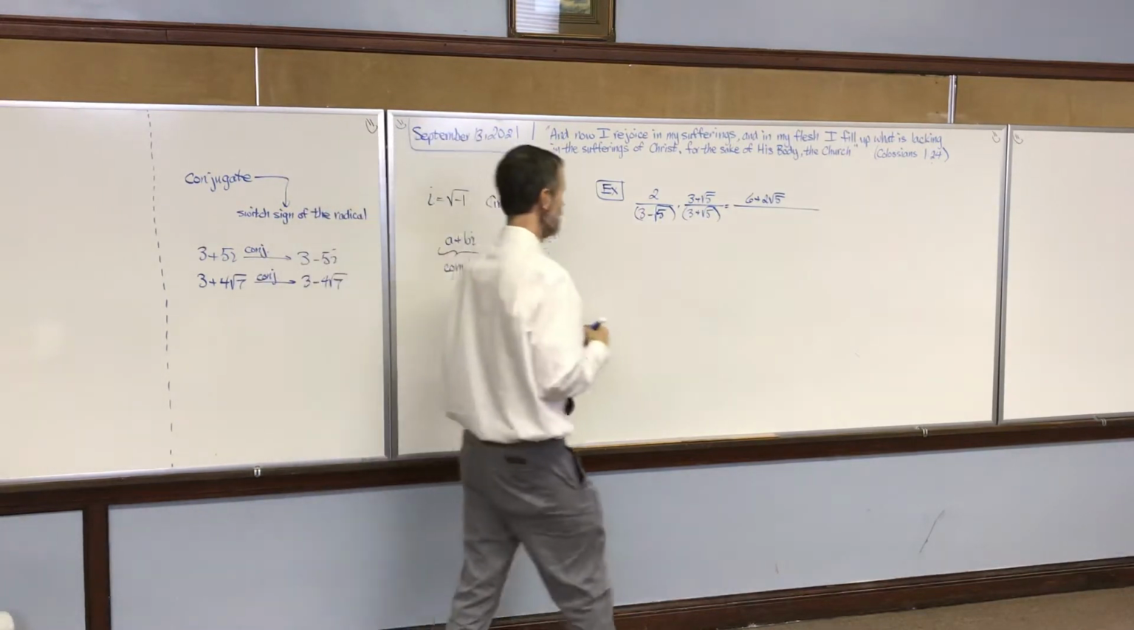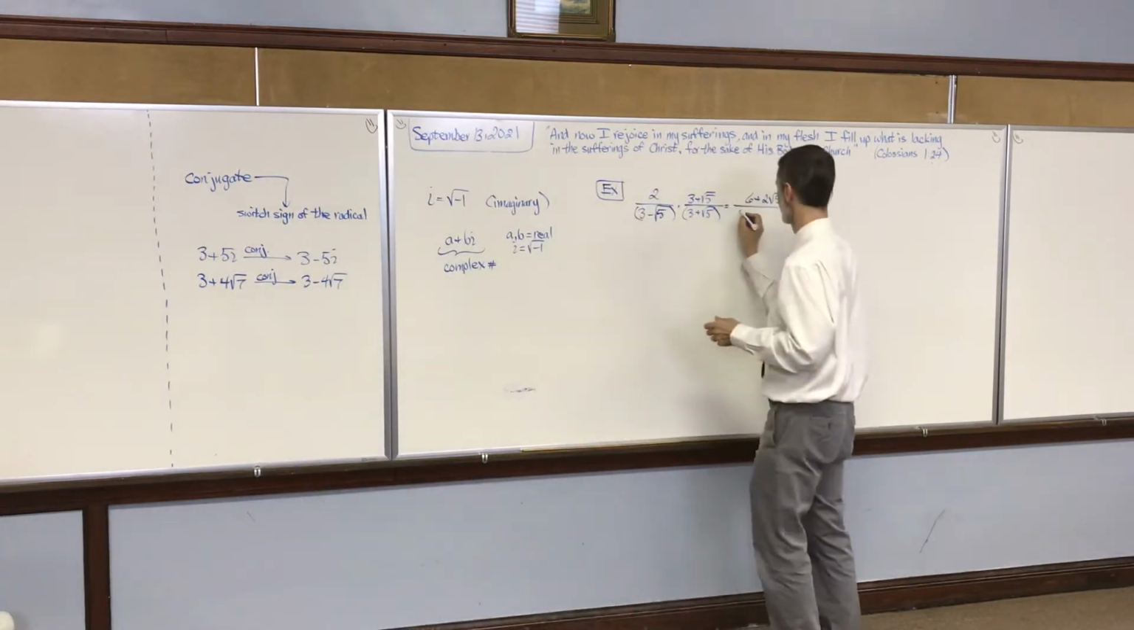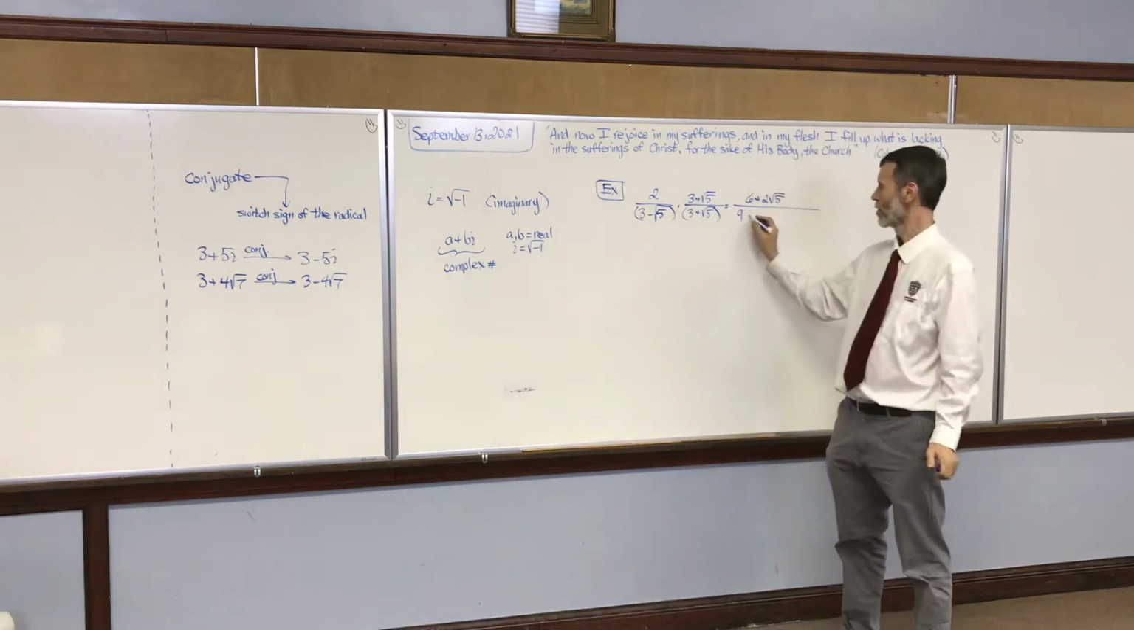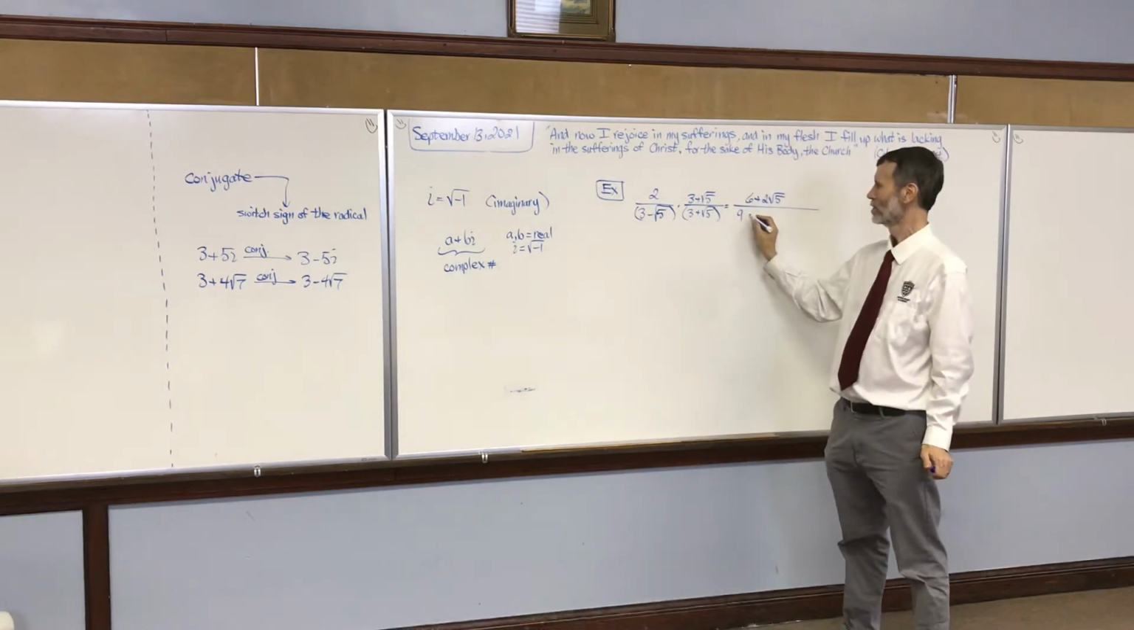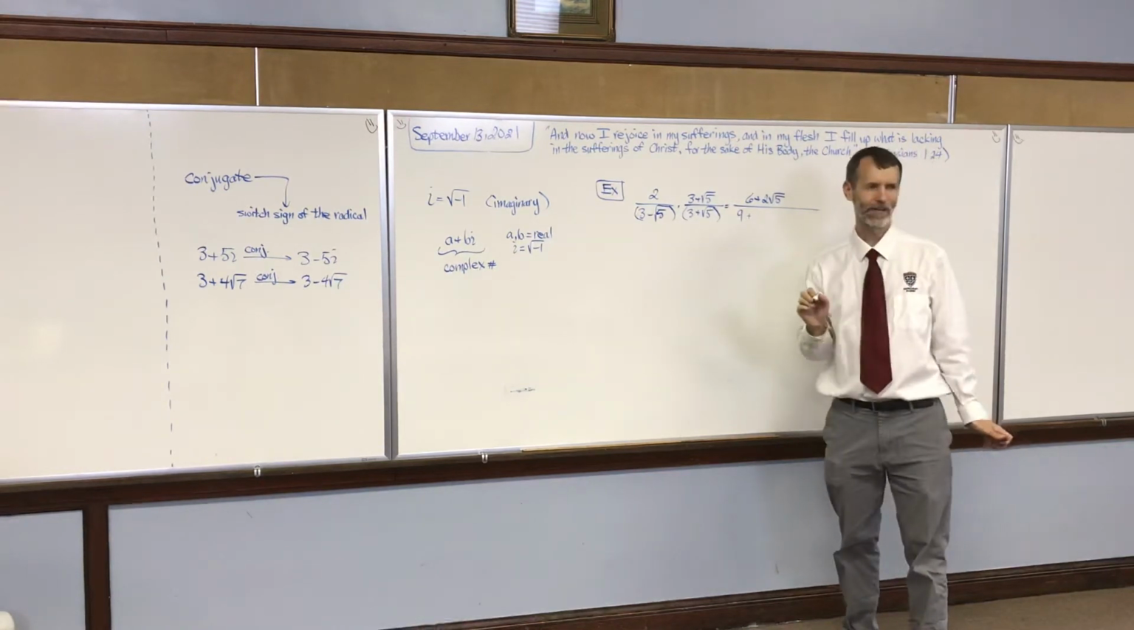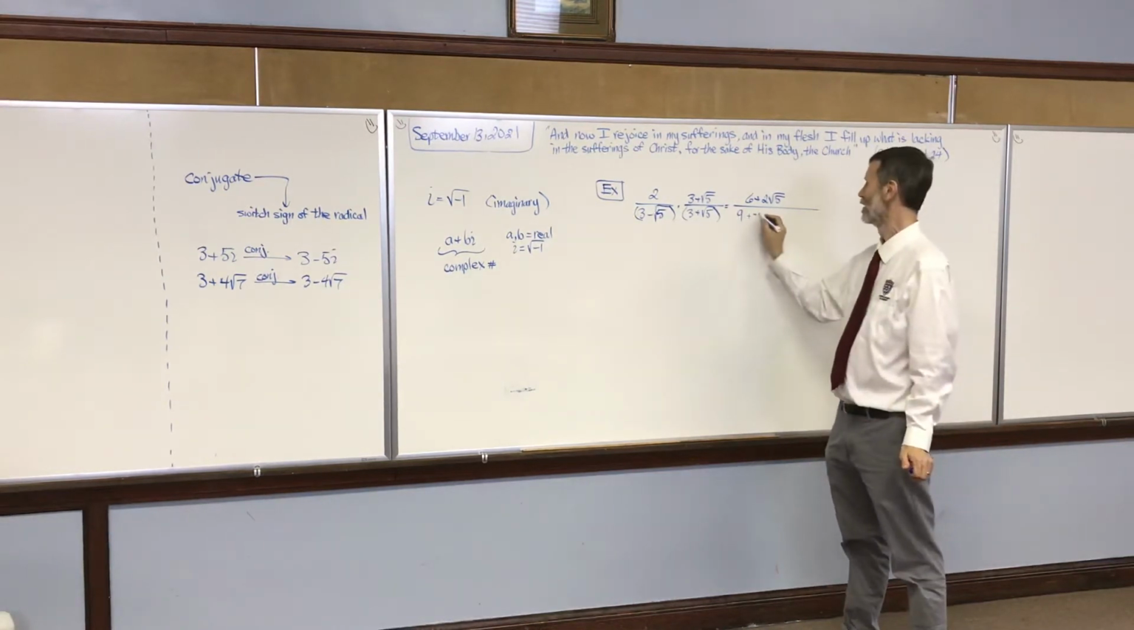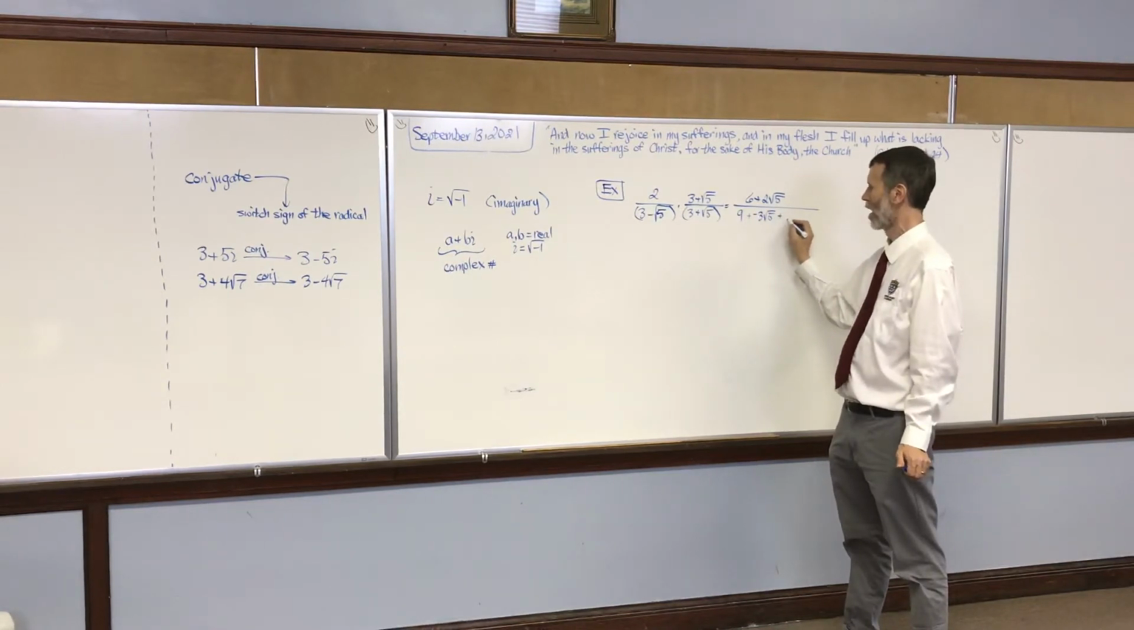So you do 3 times 3. 9. And then, do negative radical 5 times 3. Okay, what is negative radical 5 times 3? Which is negative 3 radical 5. And then 3 times radical 5.